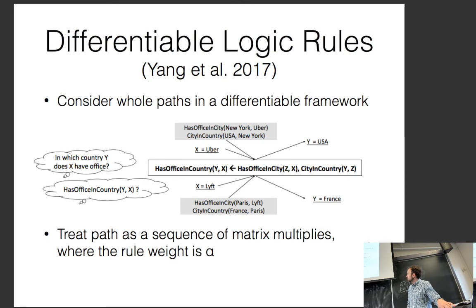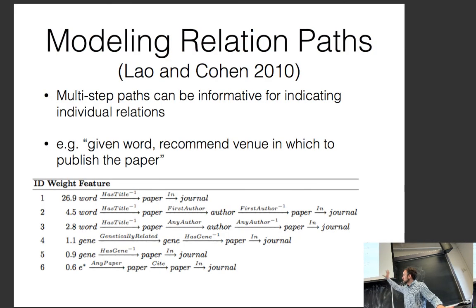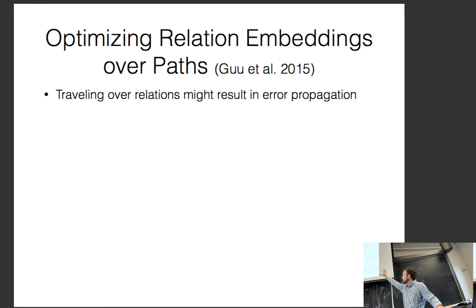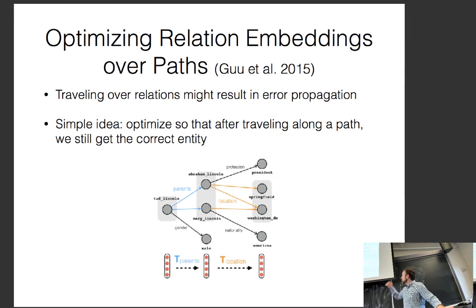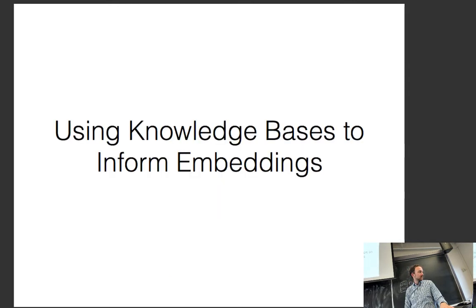So you treat the path as a sequence of matrix multiplies where the rule weight is A, and based on this, you basically multiply along these paths, and you can train it fully end to end. So the idea here is basically that you want to do this in a differentiable framework, like this. This is kind of neat. It seems like a good way to infer weighted logic rules if you're interested in logic or inference or something like that. Okay. Are there any questions about this?